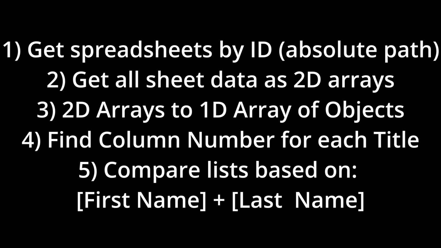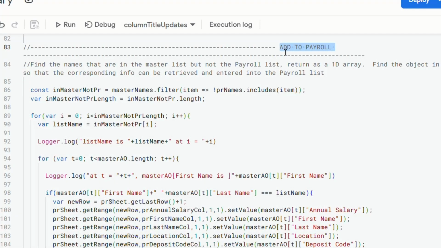Then we get to the part of the program that actually adds the new employees to our payroll sheet. It's going to compare those lists we just talked about and look for any that are on the master sheet that we don't have on ours, and it will add these employees to our list in the last rows of our sheet. It's going to have to retrieve all of the information from the master sheet, things like the annual salary, the location, deposit code, and all the other fields we've set up for each employee.